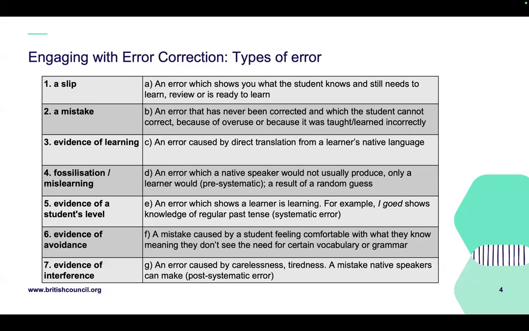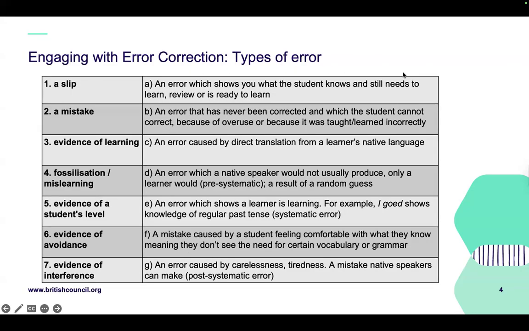So a slip, what could a slip be? An error caused by tiredness, a mistake native speakers can make, not a systematic error. Correct, Zanan. Good. That's good.